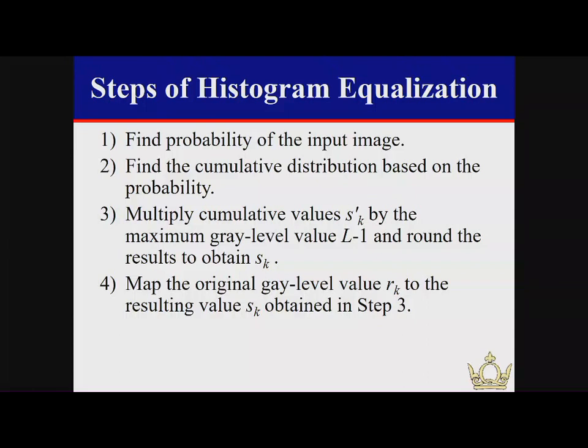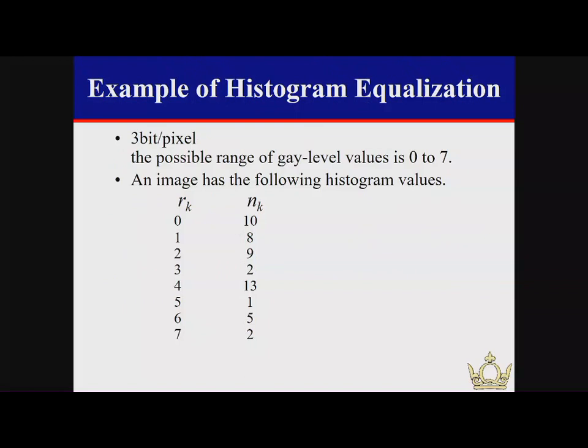I just give the example here. The first is the histogram, next the normalized histogram, and finally the cumulative histogram. And in the next step, I use the maximum pixel value, which is 7, multiplied by the cumulative probabilities, for example 7 times 7 over 20.